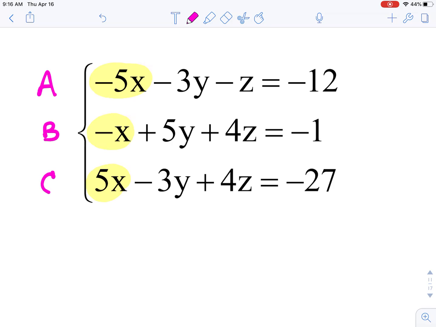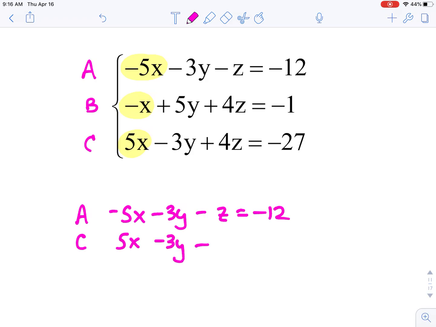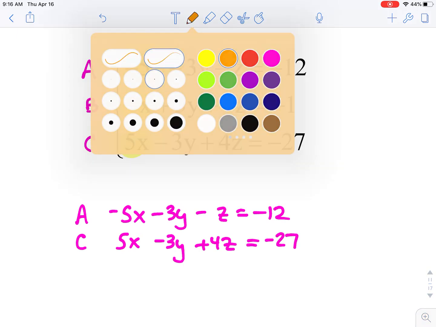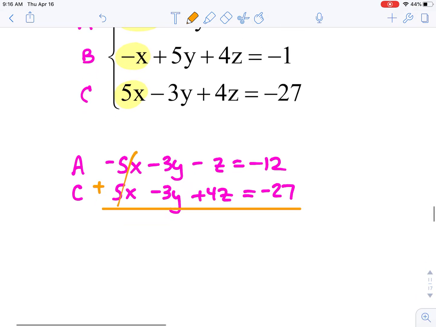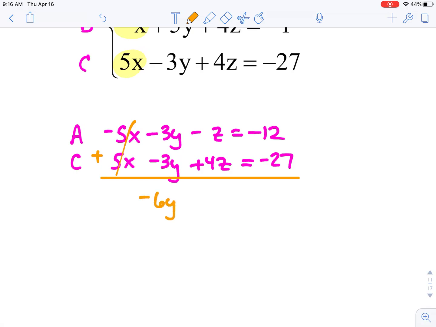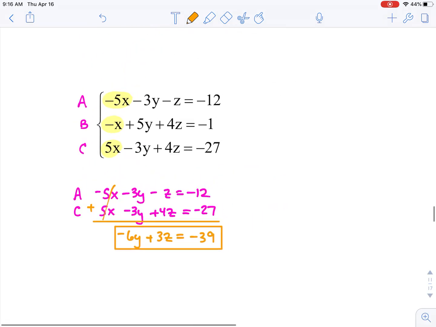Now you're going to pick 2 of these equations to eliminate x. I'm going to start off with my A and C because those 2 are set up nicely that I don't have to do much work to get the x to eliminate. So first, just rewrite those 2 equations. There is my A and my C. And when I add these up, my x's eliminate. I get -6y plus 3z equals -39. Please box that answer. Very important that you keep your work organized because you will use those.